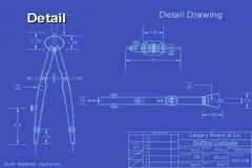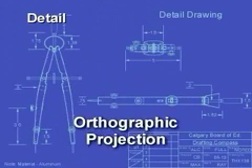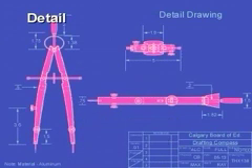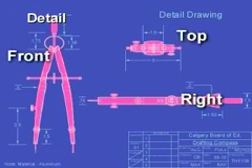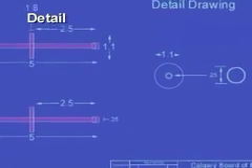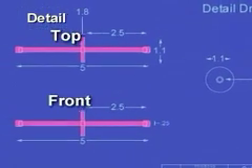A detailed drawing is essentially an orthographic projection drawing. An orthographic projection drawing usually takes as many views as necessary to describe the object, typically front, right, and top views. In this case, the top view would be the same as the front view.